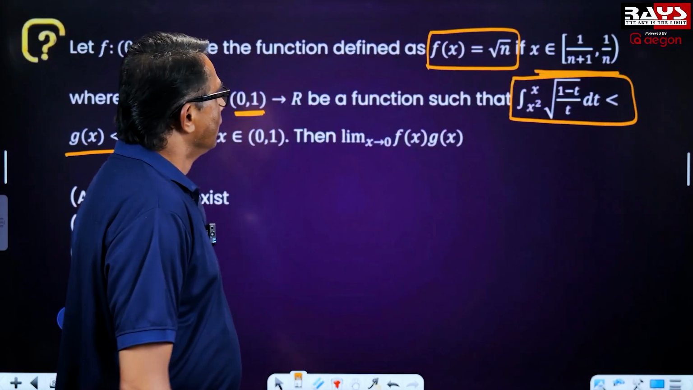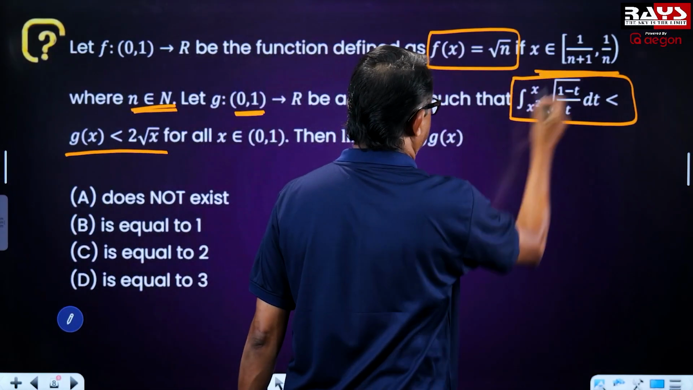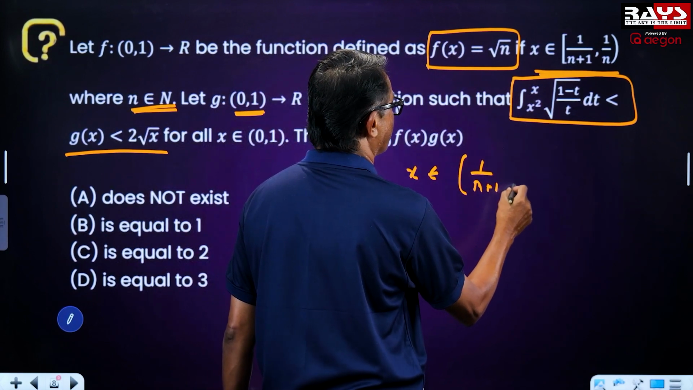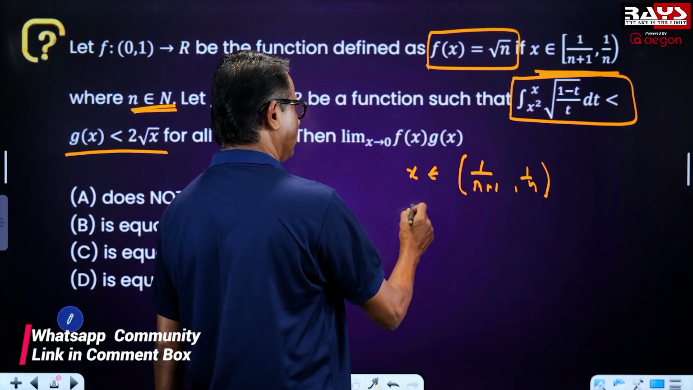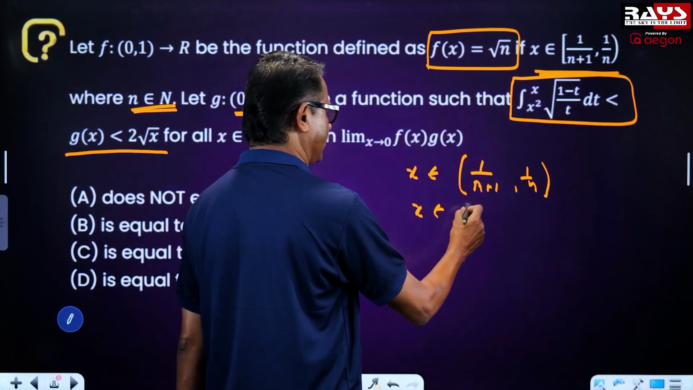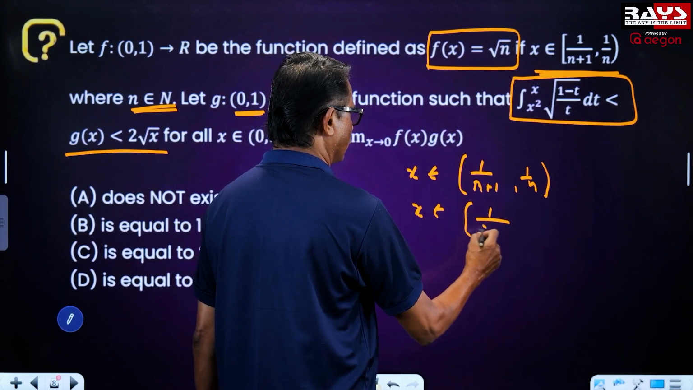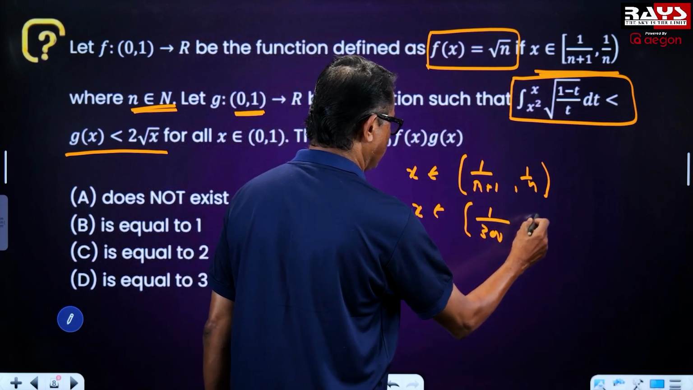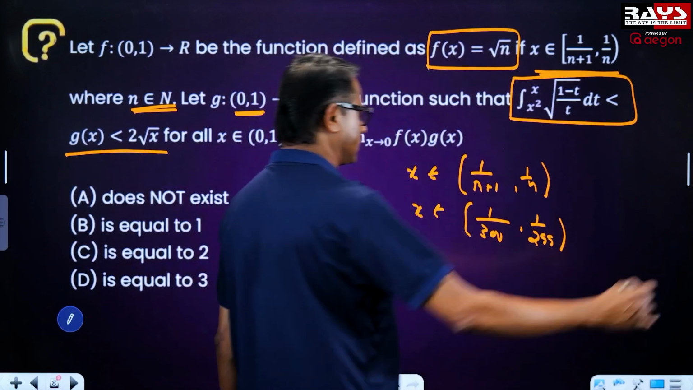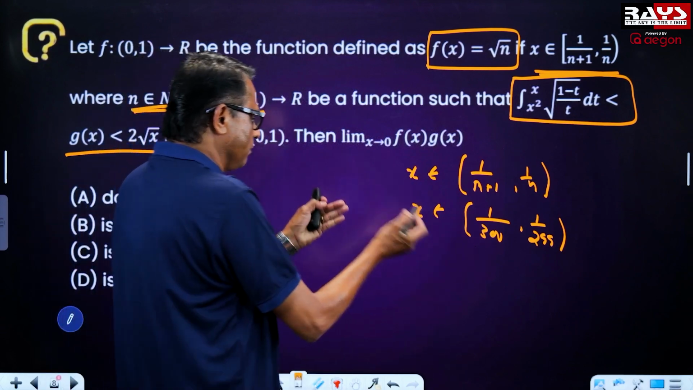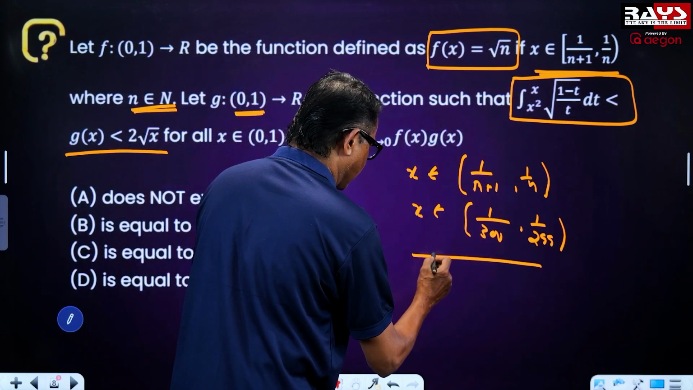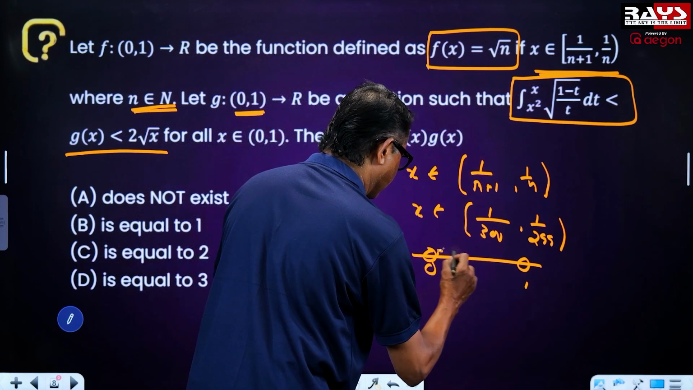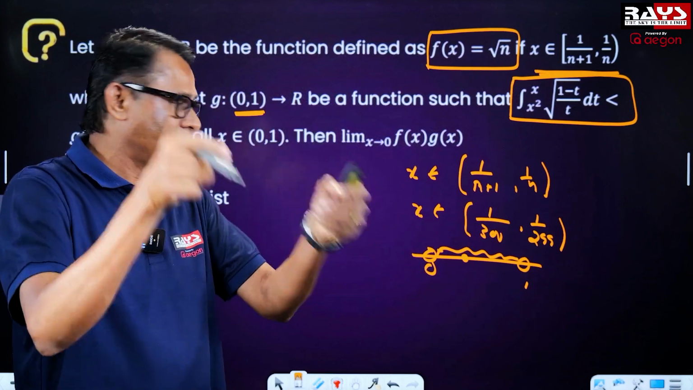Over here, x belongs to the interval 1 by n plus 1, comma 1 by n, where n is a natural number. n can be any natural number, for example, 1 by 300 to 1 by 299, etc. Or it can be in between. So this is a number between 0 and 1, in the open interval 0, 1. It can be anywhere from between 0 and 1.